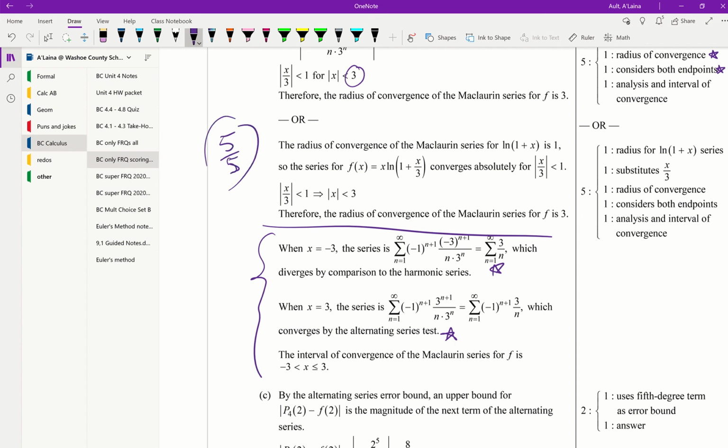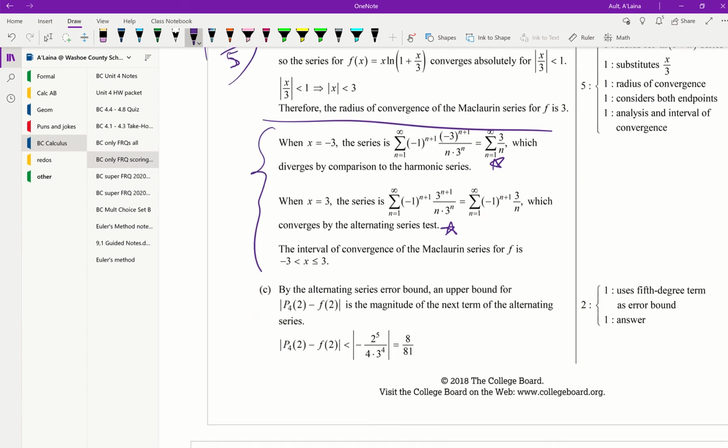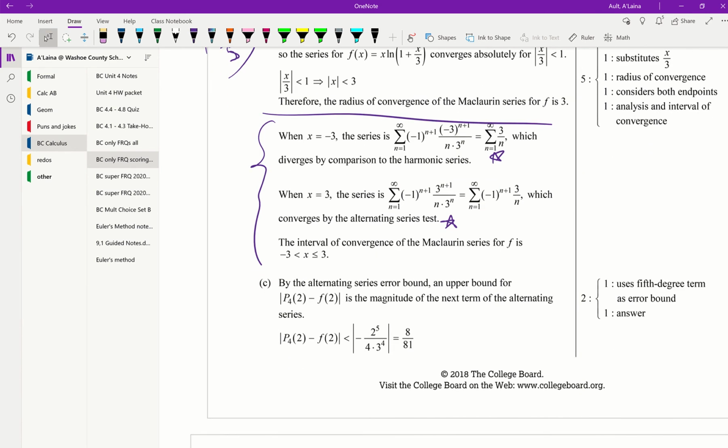I would say many people are going to get maybe 3 or 4 of those points. Alternating series bound. The upper value of the error is the magnitude, meaning the absolute value of the next term. So we use the 5th degree term to find the max error. And then the answer, which we did not bother to simplify, but that is equivalent. So we got all of those.